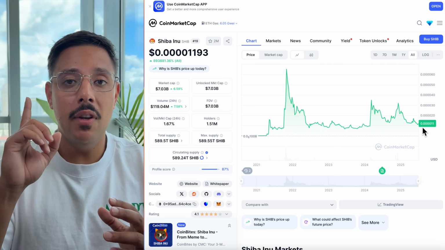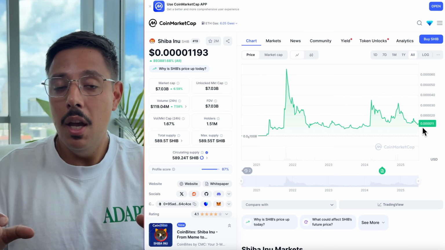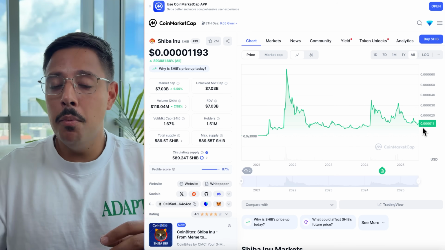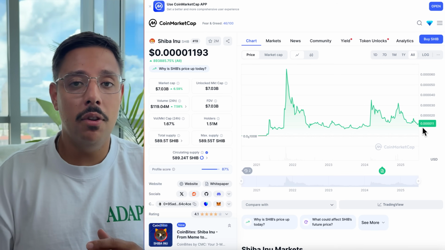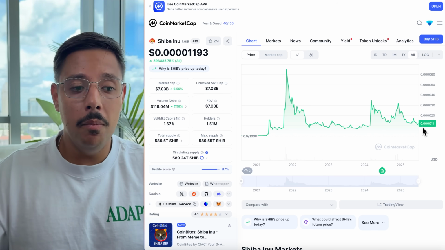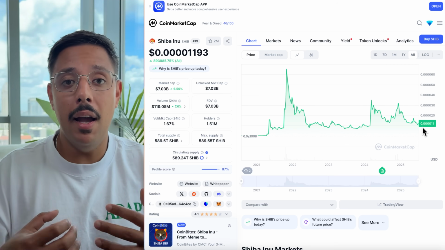So in the case of Shiba Inu, the first element that they finessed is the perception of price. They made the price super low so that all the people in the world could be like, oh my gosh, this is really cheap. I can afford it.